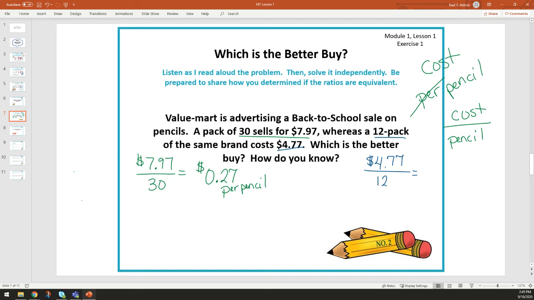And you're going to get in the calculator 0.3975. Again, we want to think about it in terms of money, so we want to round to the nearest penny. So that's going to end up being 40 cents per pencil, right?